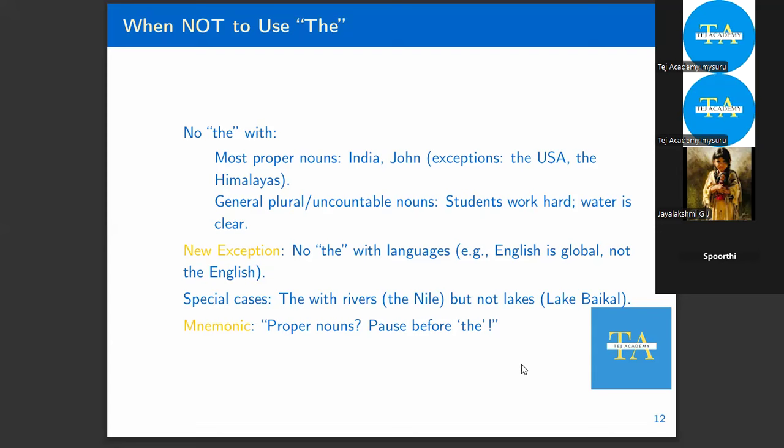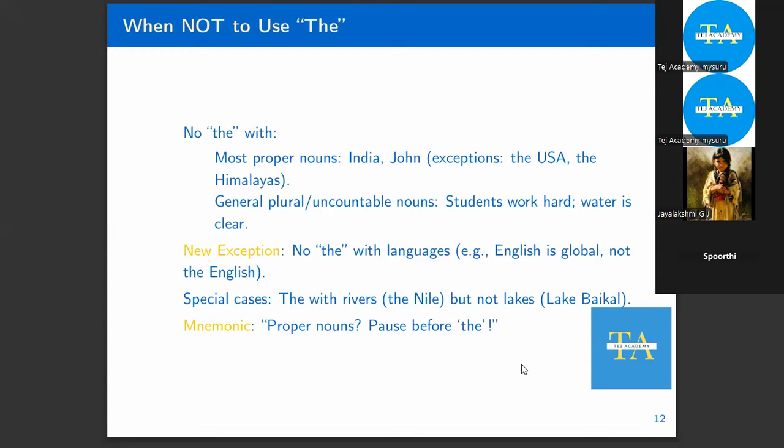So there's a new exemption that is given here, and that is with languages. We can't use "the" in front of a language. Like, English is global. We can't say "the English is global." I can say "Kannada is my mother tongue," not "the Kannada is my mother tongue." So no article in front of language. And special cases will be there.